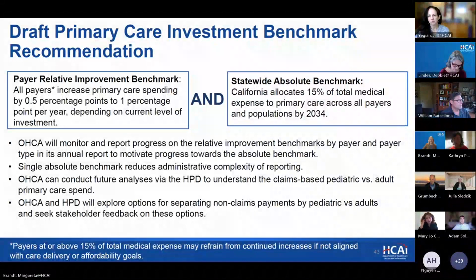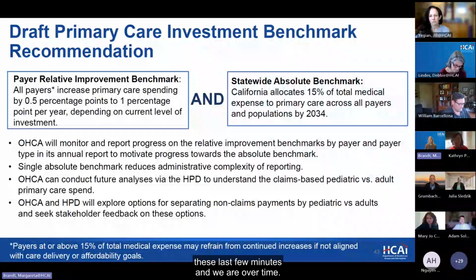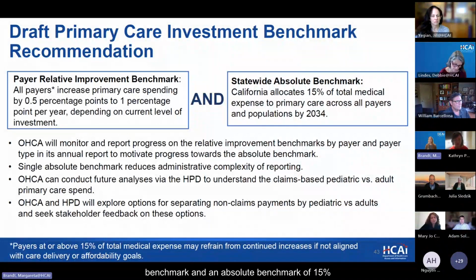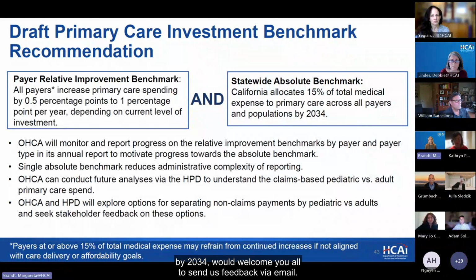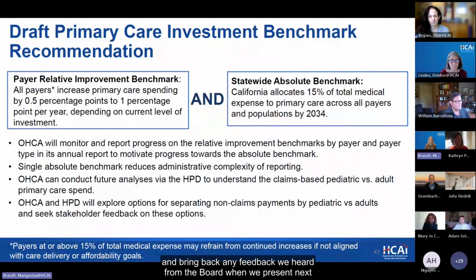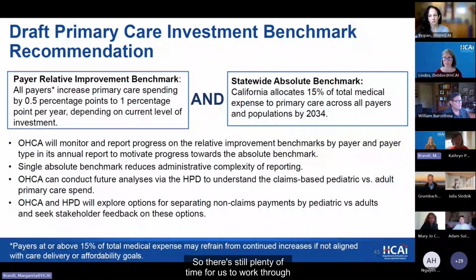Thanks for that flag, Mary Jo. I know we were quite rushed these last few minutes, and we're over time. So if folks have any suggestions or initial thoughts or reactions to this benchmark proposal of a relative improvement benchmark and an absolute benchmark of 15% by 2034, we would welcome you to send us feedback via email. And then we will be coming back to the work group in May to discuss further and bring back any feedback we heard from the board when we present next week. So there's still plenty of time for us to work through the primary care investment benchmark over the next several months. Thank you for all of your feedback today and all the great discussion.